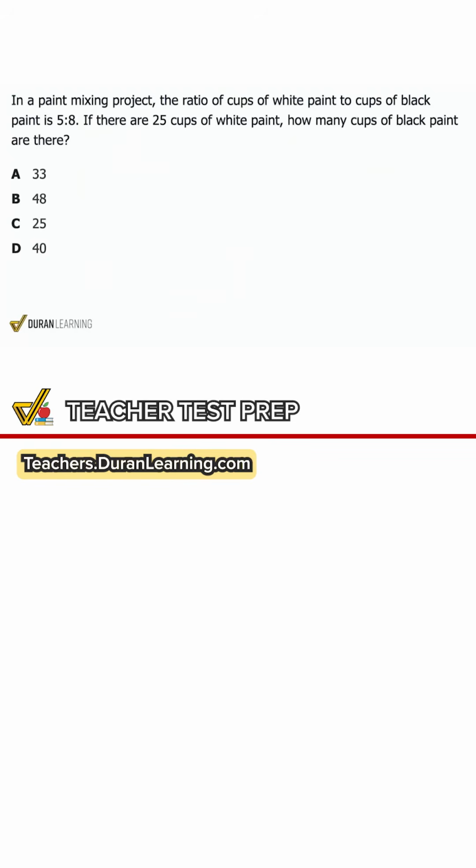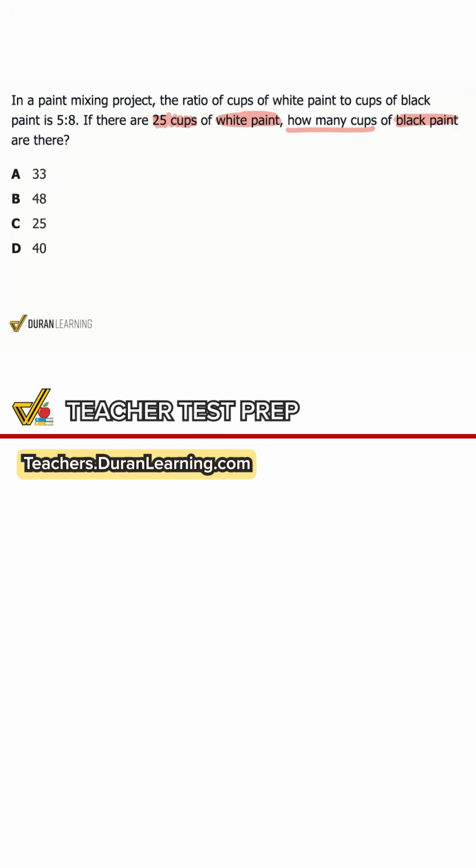Next question up, reading the question sentence, we read that it says, hey, if there are 25 cups of white paint, how many cups of black paint are there? So remember, with any question, we want to start with the question sentence and see what we're given and the relationships that we have. I noticed the relationship here in the beginning is that we have 25 cups of white paint, but we want to know how many cups of black paint.